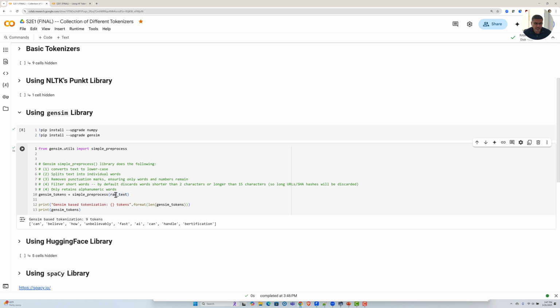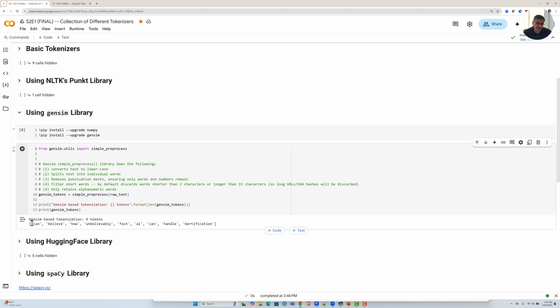What Gensim will do is that it's going to preprocess. It's a rule-based, not a learned or a statistical tokenizer, but a rule-based tokenizer. And it basically says, hey, listen, your "I can't believe how fast AI can handle portification" essentially becomes "can believe how unbelievably" and so on. As you can see, it has taken out some of the more common what they call stop words. "I," for example, is taken out, and so on and so on. So that's one way of tokenizing. The benefit of something like this is that it is rule based.